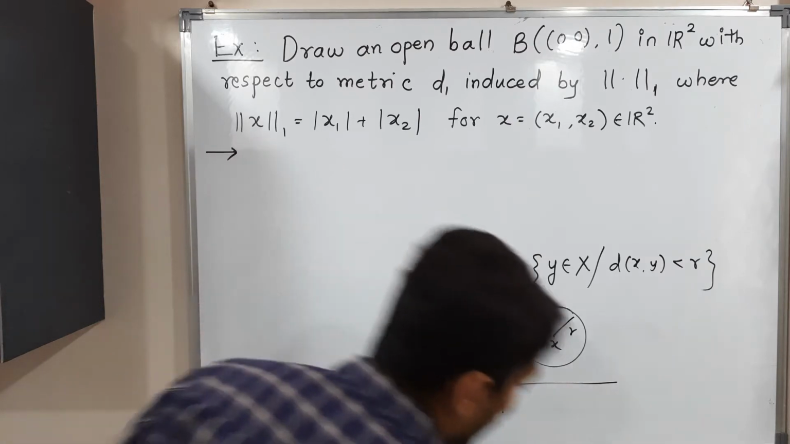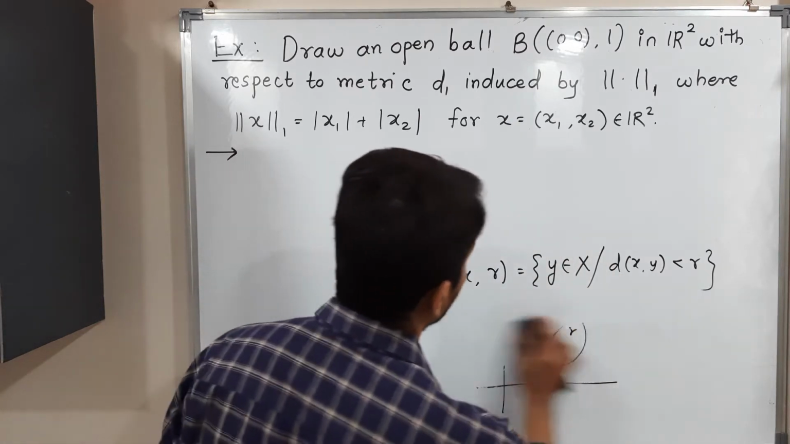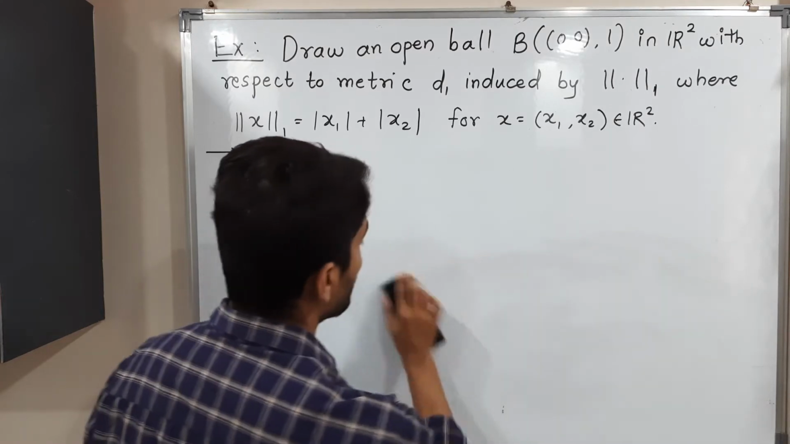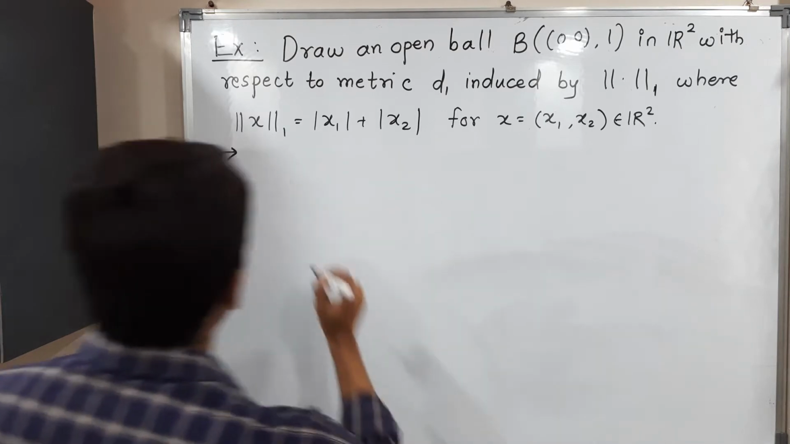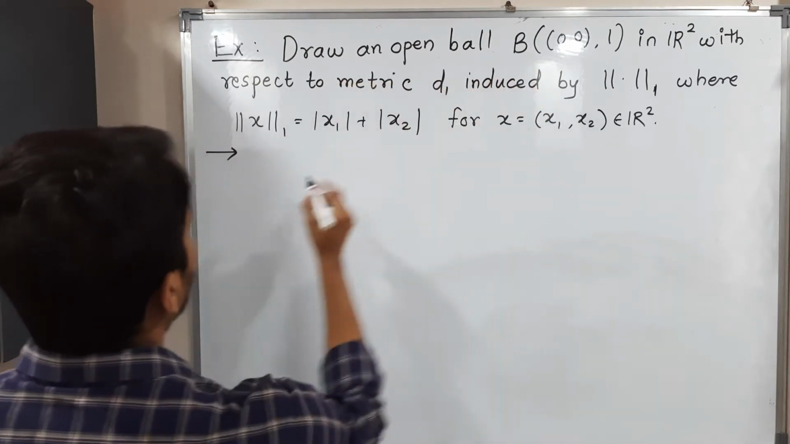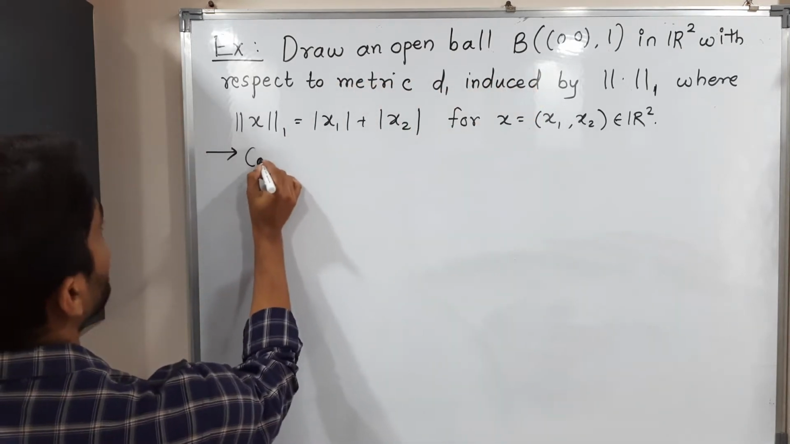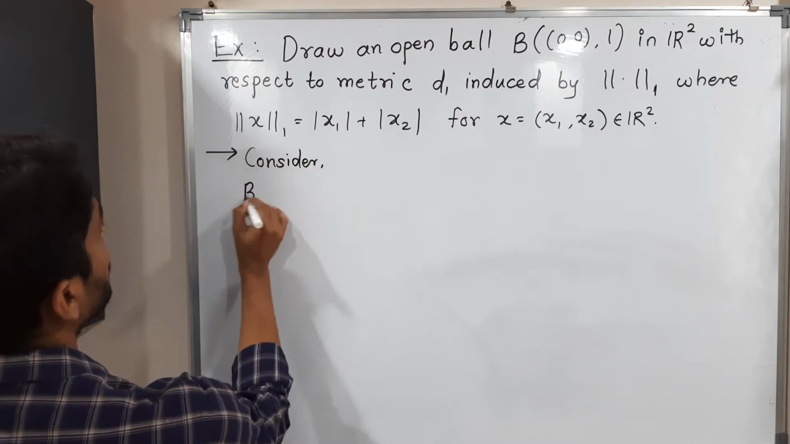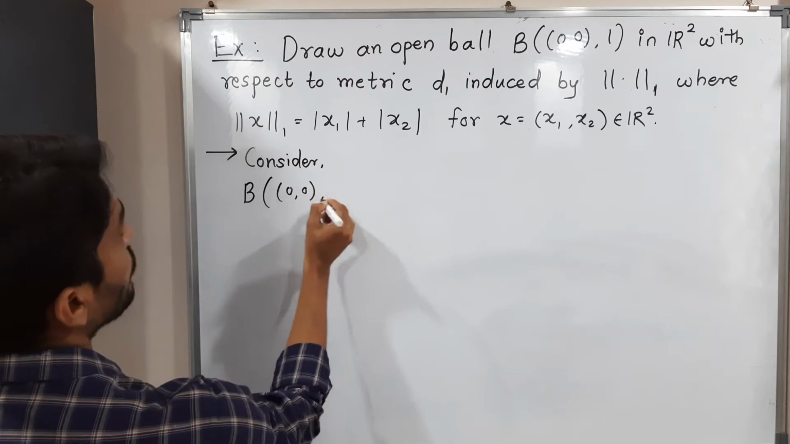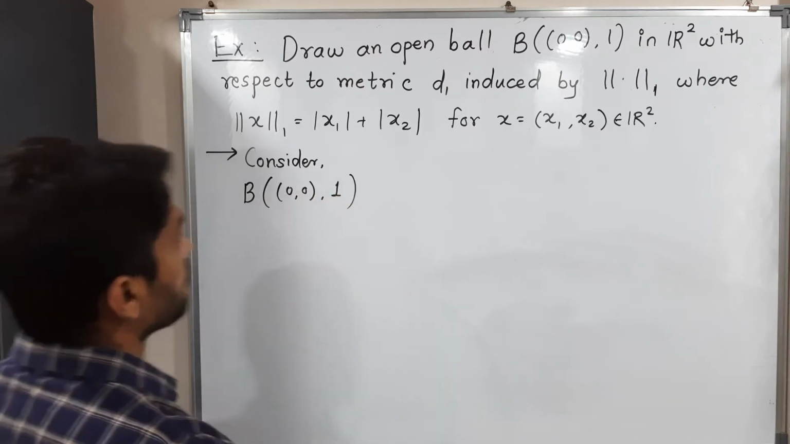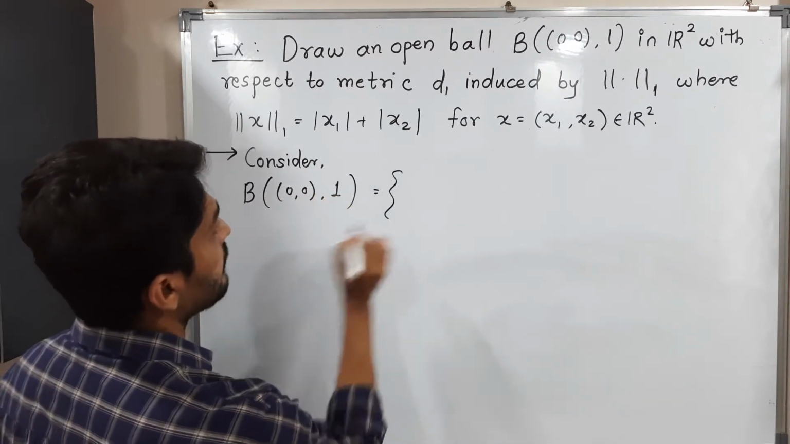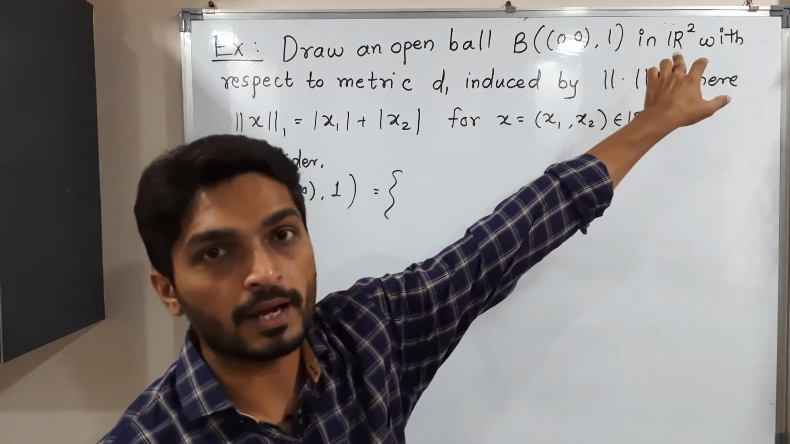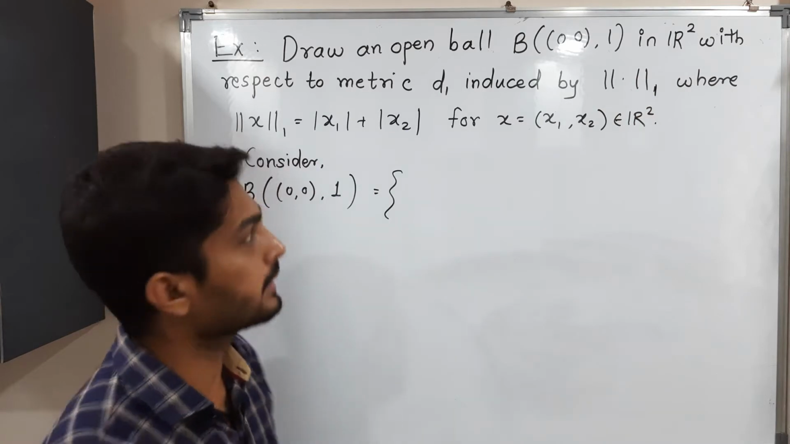See what we have. I will remove this part. Okay, it is removed now. So what we have to find? Consider, we have to find this open ball B((0,0), 1). So the definition says, what is our metric? That means what is our space? We have R2 as a space. R2 is a metric space.